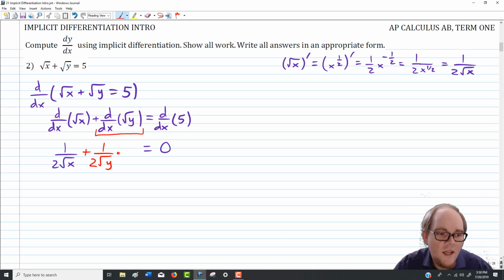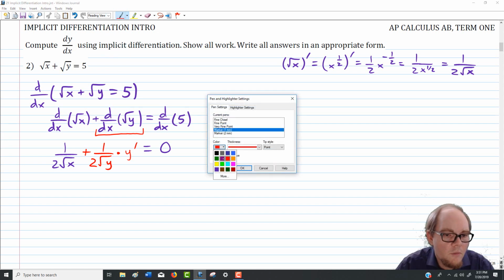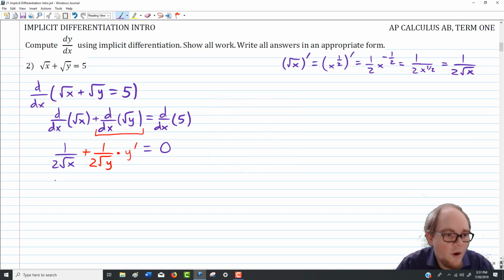The only thing that changes then is the chain rule. We also have to multiply by the derivative of the inside. And the derivative of y, we know as dy dx. We can also, just for simplicity of our work and computation, call that y prime. From here, we've set up an equation that works great. We have x's and y's in there, as well as a single y prime. So our job from this point is to move forward and actually isolate the y prime.